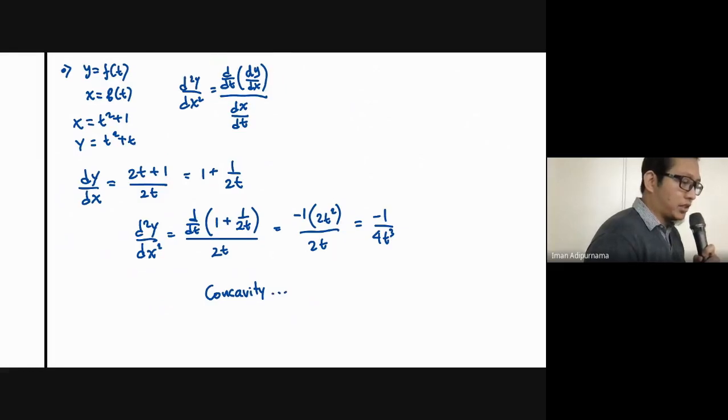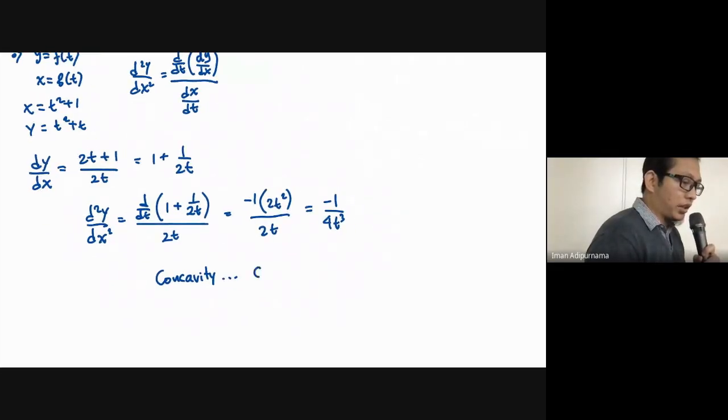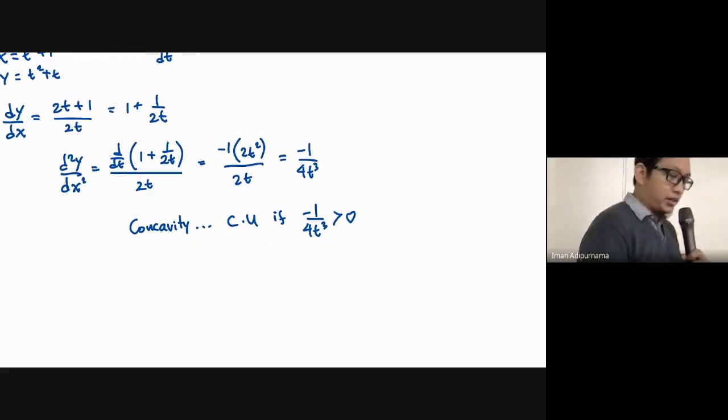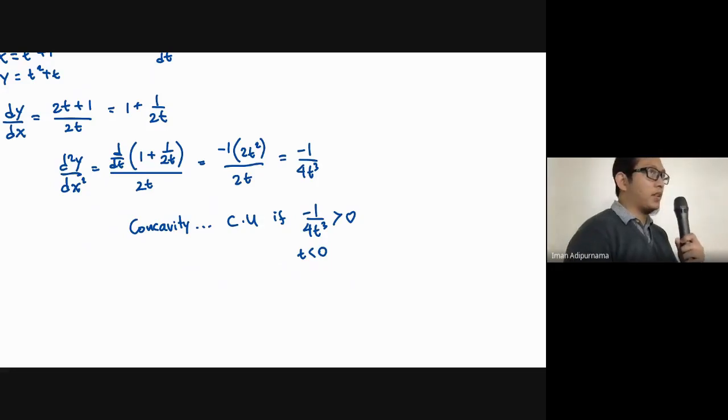we can check it's concave upwards if, right? And to make it happen, our t should be negative. Because it has negative, and then constant. Okay? So we can conclude from here that t should be less than 0.